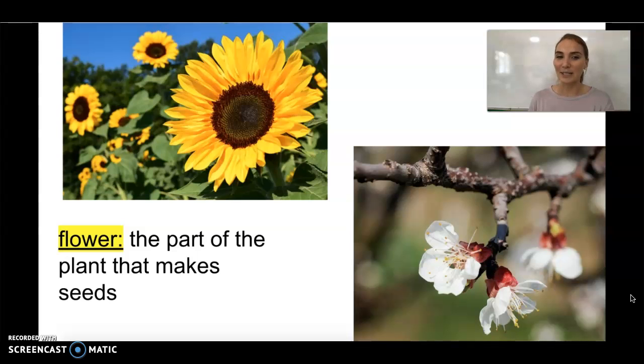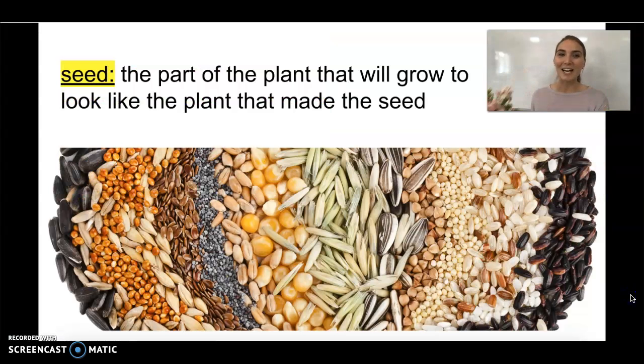The flower. The flowers are the parts of the plants that make the seeds. What is a seed? A seed is the part of the plant that will grow to look like the plant that made the seed. This is how we get more plants, by planting seeds. The plant makes its own seeds in its flowers.